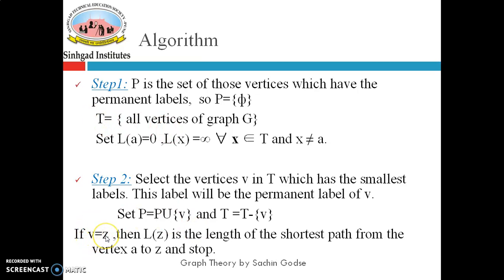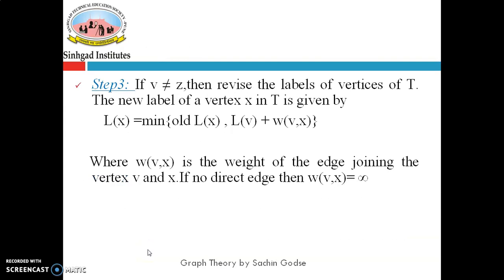If V is equal to Z, Z being our destination, so if the minimum label vertex becomes Z, then we have to stop, and that will be the length of the shortest path from the vertex A to Z. Step 3: if V is not equal to Z, meaning the permanent label vertex is not the destination vertex Z, then revise the labels of vertices of T. Whatever vertices exist in T, we give new labels to them, and for giving the new label there is this formula.